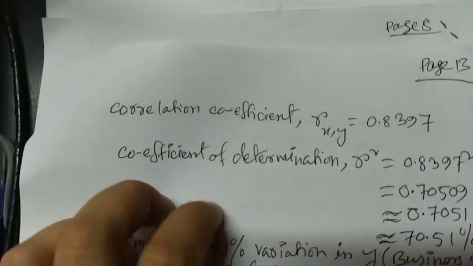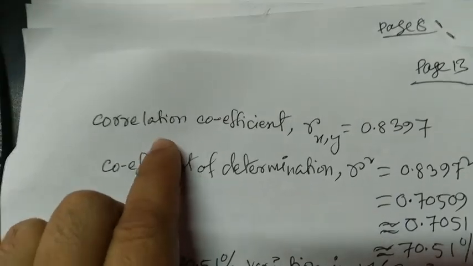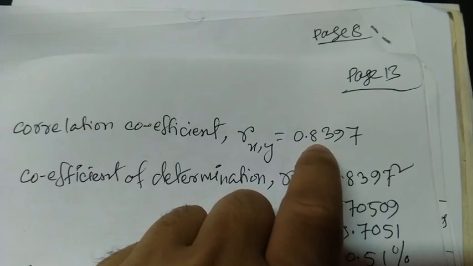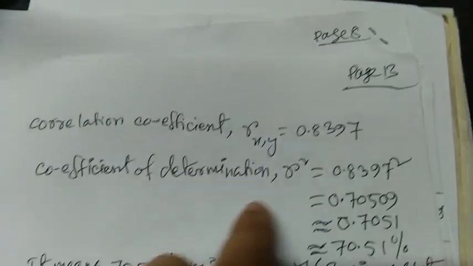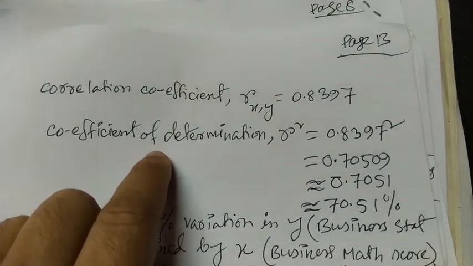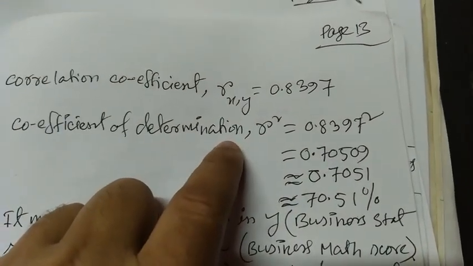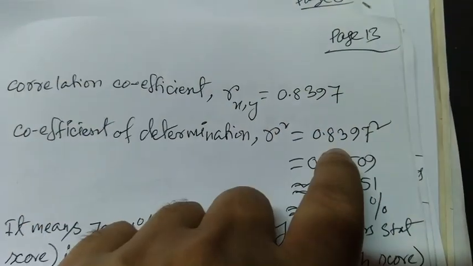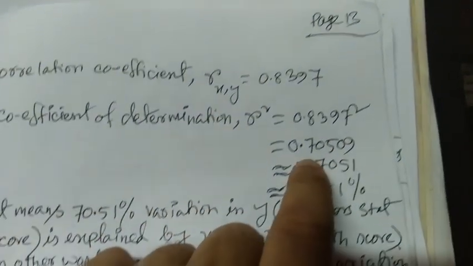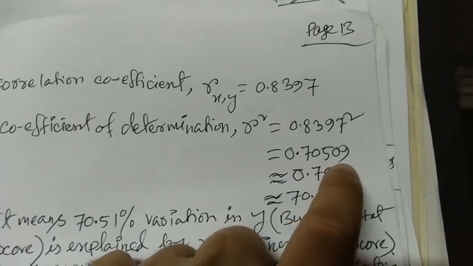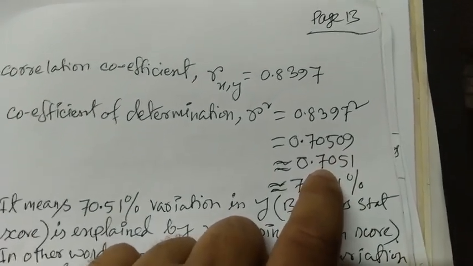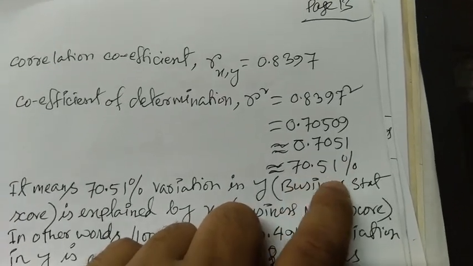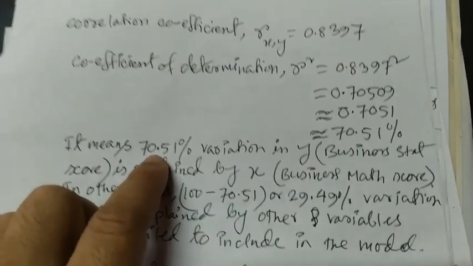So in our example, the correlation coefficient value we have calculated, the value of R, is 0.8397. The coefficient of determination means R square, that is the square of this, 0.8397 squared. If you calculate it, you get 0.70509, which if you round it, is 0.7051, which means 70.51%.